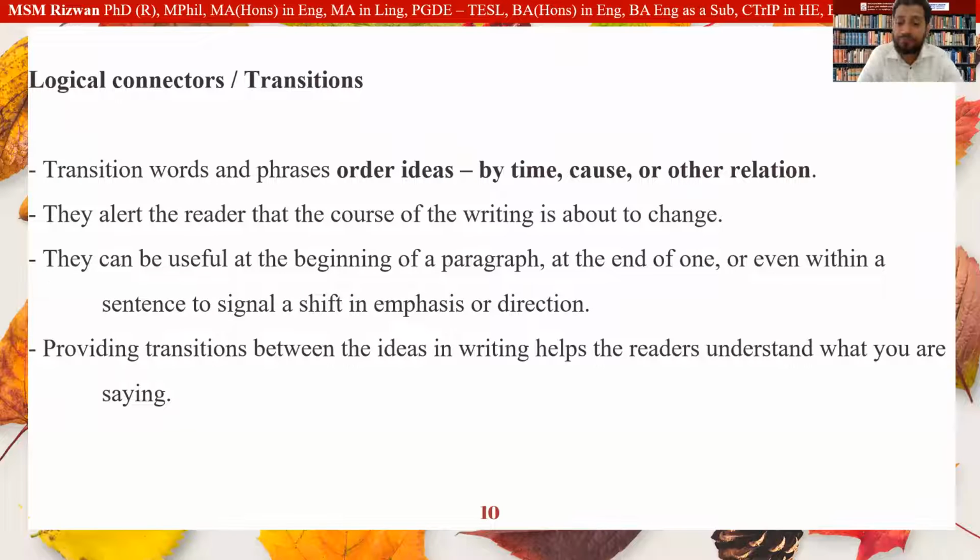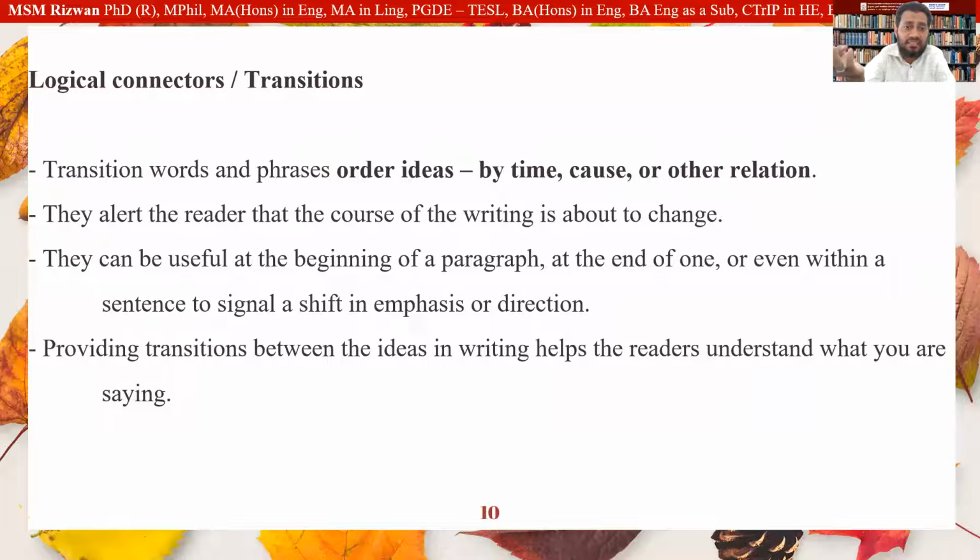As I said earlier, we can use the terms logical connectors, transitions or linking devices to get cohesion and coherence in the sentences in the text. You have to understand what logical connectors, or transitions, are. They are just words or phrases. Phrase means more than one word, a group of words, right?